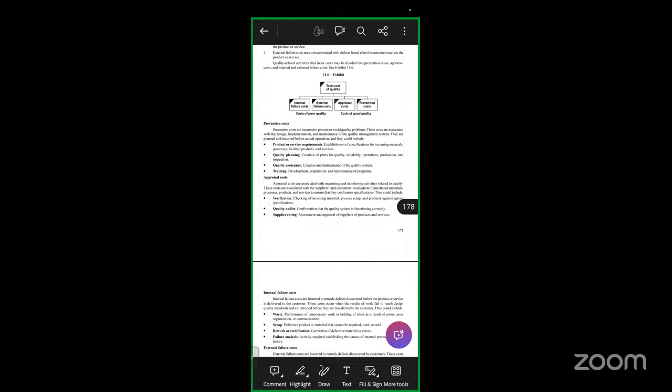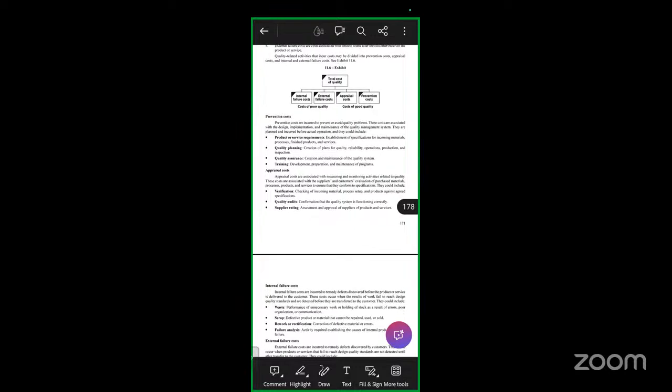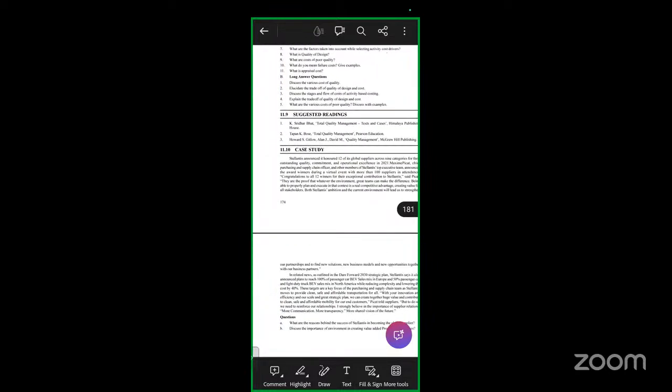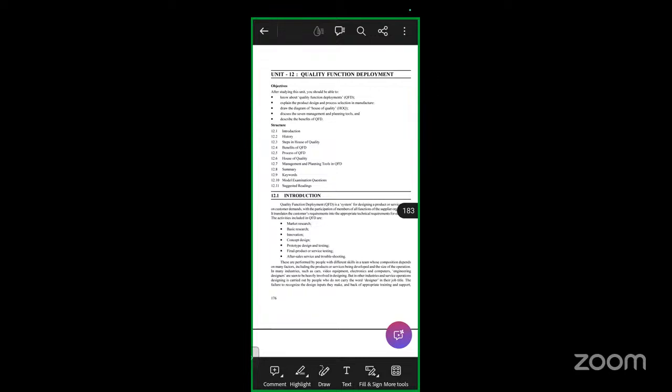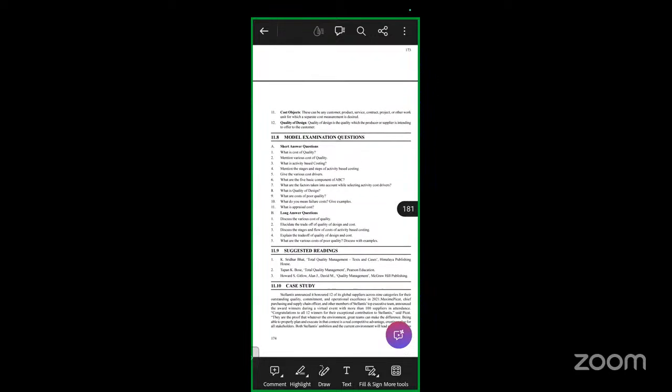So the total cost of quality includes poor quality cost, which is product failure, whether internal or external, and the costs to improve product quality, appraisal cost and prevention cost. So these are the four types we discussed. And now we enter into quality function deployment.